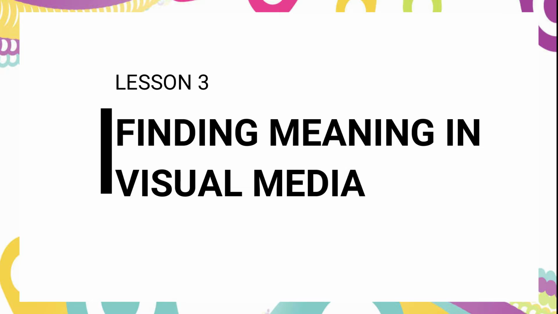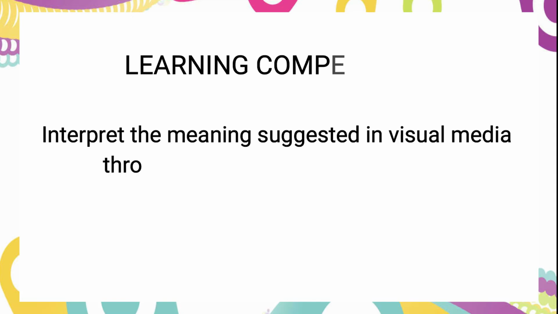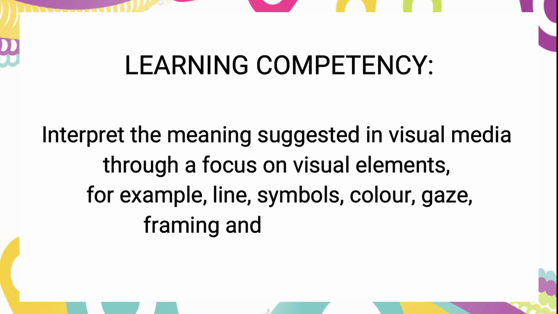Lesson 3: Finding Meaning in Visual Media. After going through this module, you are expected to develop the most essential learning competency, which is to interpret the meaning suggested in visual media through a focus on visual elements. For example, line, symbols, color, gaze, framing, and social distance.